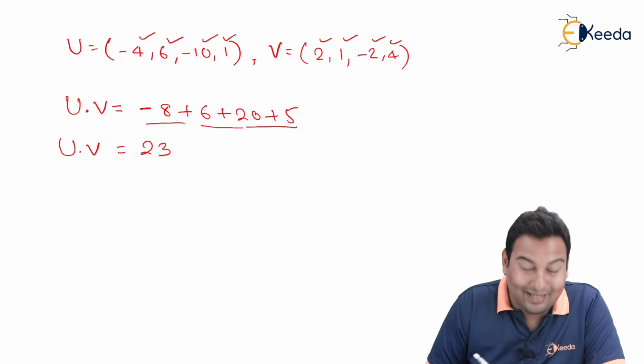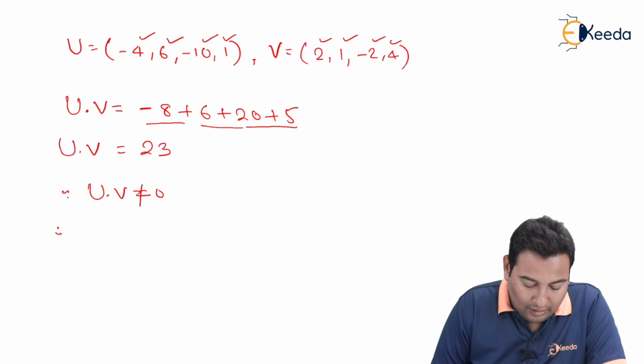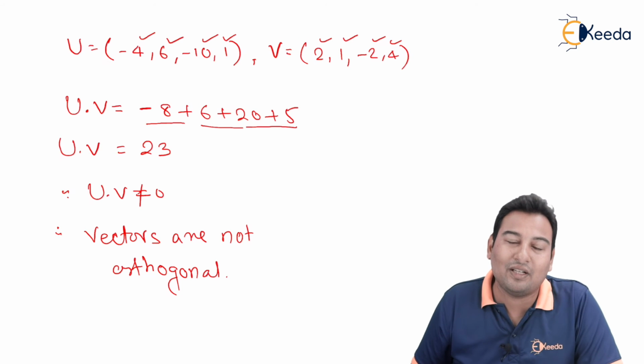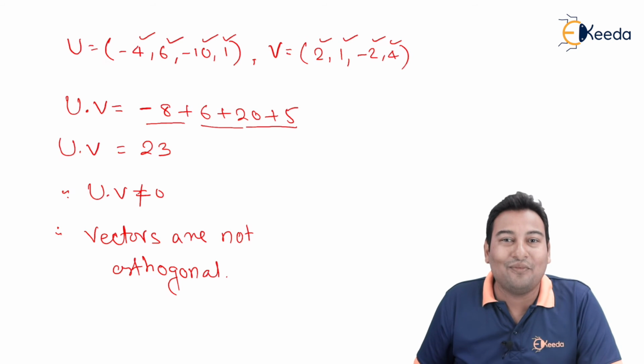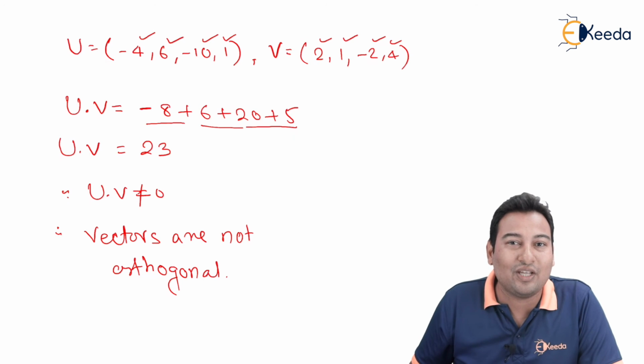Since u dot v is not equal to 0, therefore we can say the vectors are not orthogonal. This is our first problem in which we just need to check whether they are orthogonal or not. We're done with it. Hope you understood. In the next videos, we'll discuss how to use the orthogonal property to find the solutions.